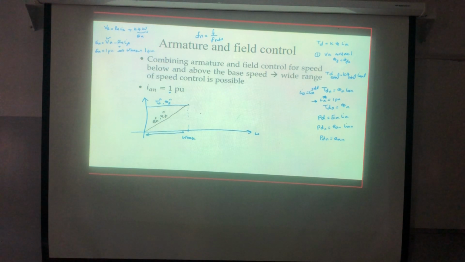So simply, this one should be constant. And this is a nice line, until I reach what? Omega max. Let's change the color to blue. And now increasing the flux will reduce the speed. Reducing the flux will increase the speed and reduce the torque.